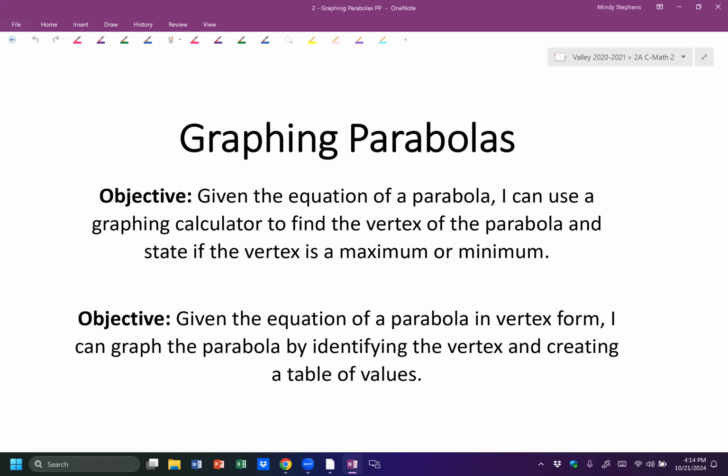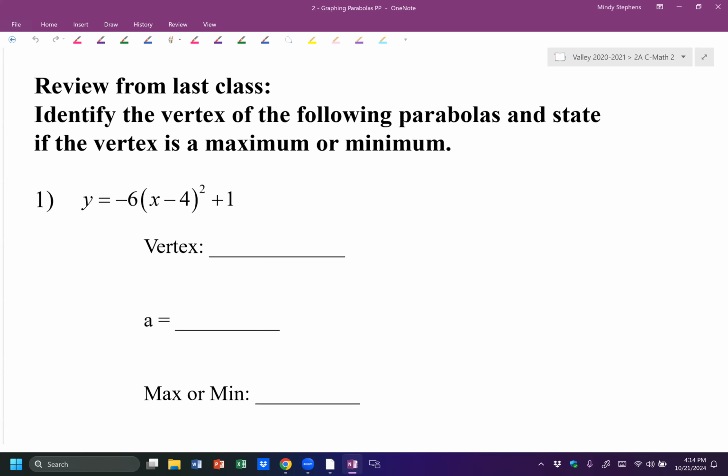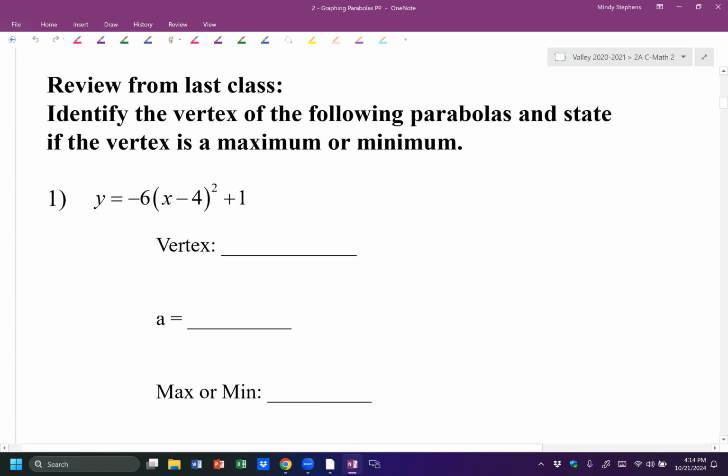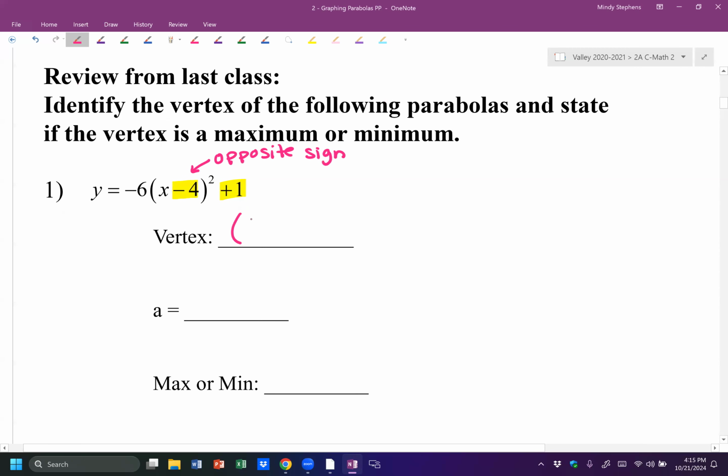So first, let's review what we did last time to remind us how to find the vertex and know if it's opening up or down and if it's a maximum or minimum. In this equation, these two numbers are our vertex. Whatever is in those two spots, that's our vertex, but we always change the sign. If it's positive, change it to a negative. If it's negative, change it to a positive. So the vertex is going to be +4, +1. You only change the sign on the 4, the 1 stays the same.